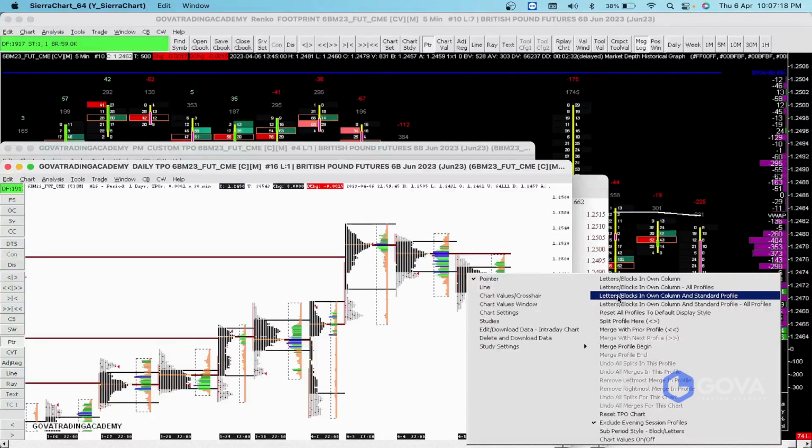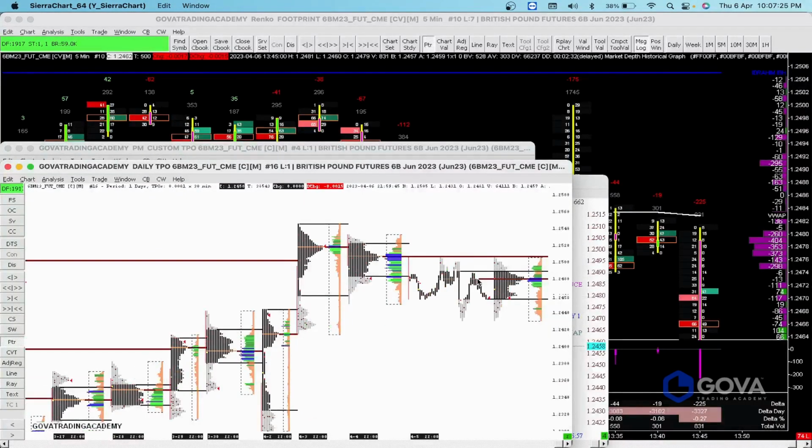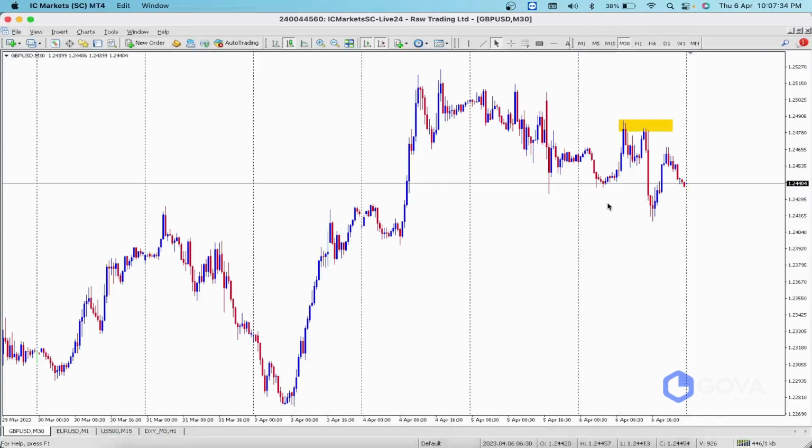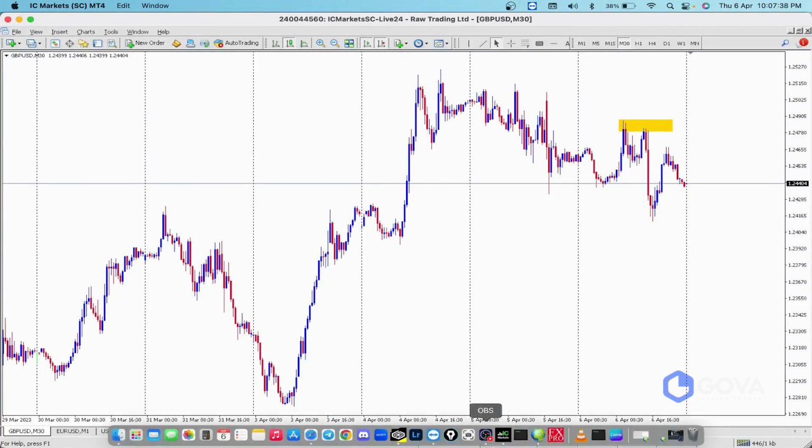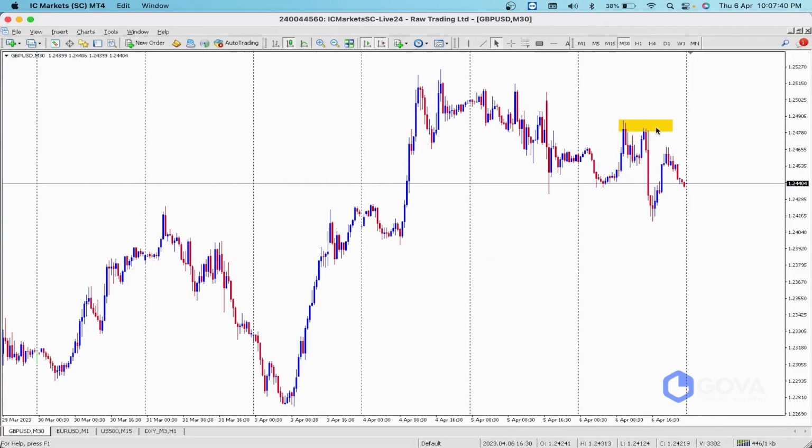By opening the profile, I'm going to click on letter or blocks in own columns and standard profile. Okay, now I've opened it. Now when I open it, you can see that the candlestick on the Sierrachart here is looking exactly the same as the candlestick on the candlestick chart. Can you see it here? All right, so our focus is mainly on this area.